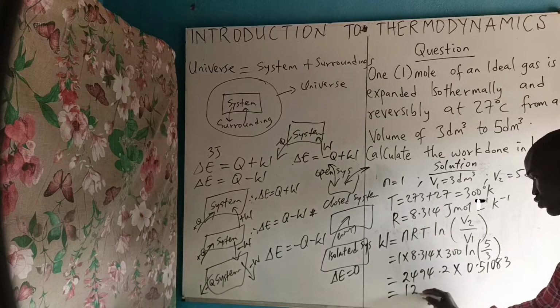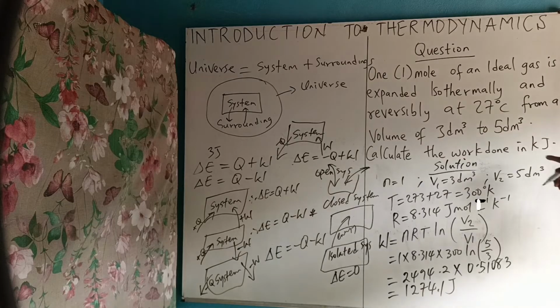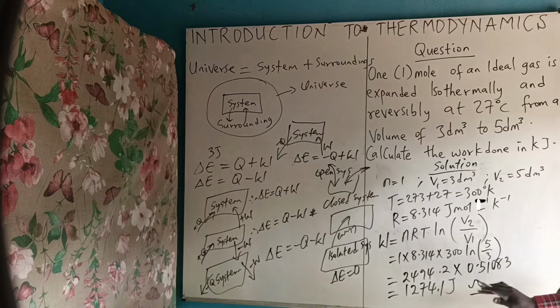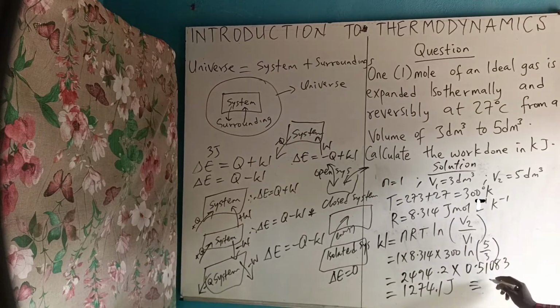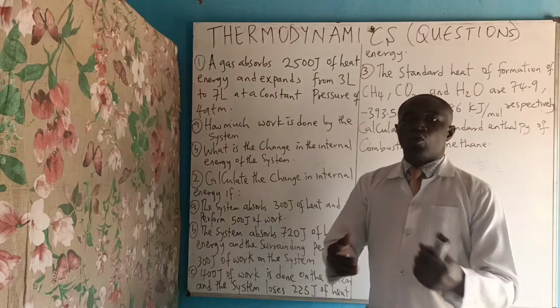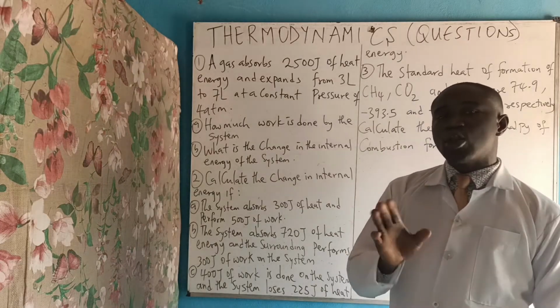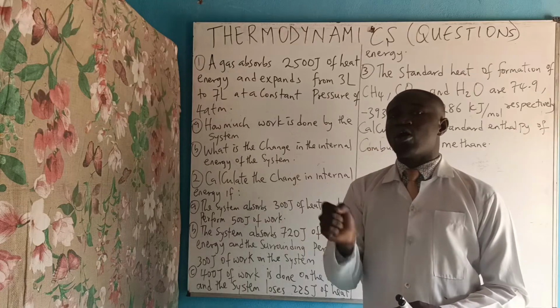So after you have calculated this, you'll be getting it in joules, and that is 1274.1 joules. But the question asks for kilojoules, which means divide by 1000. That is 1.2741 kilojoules.